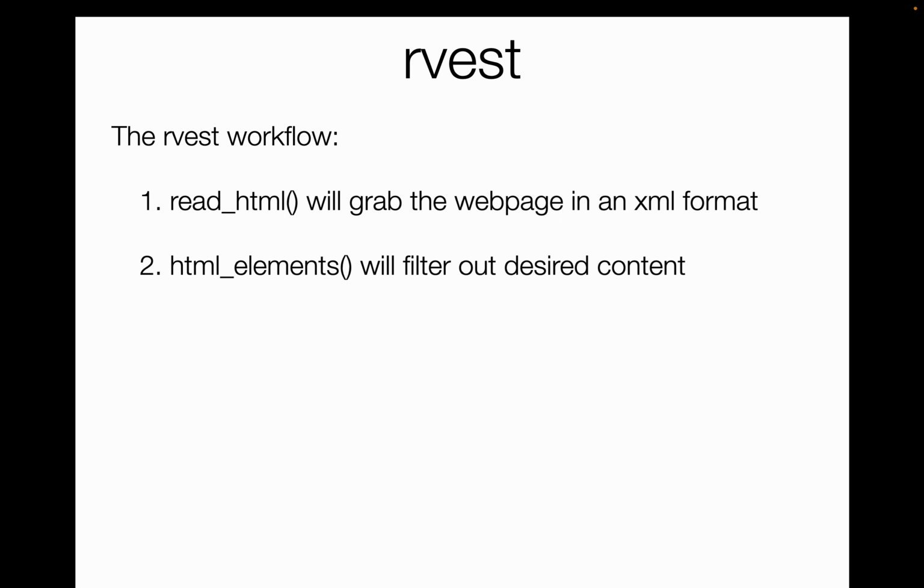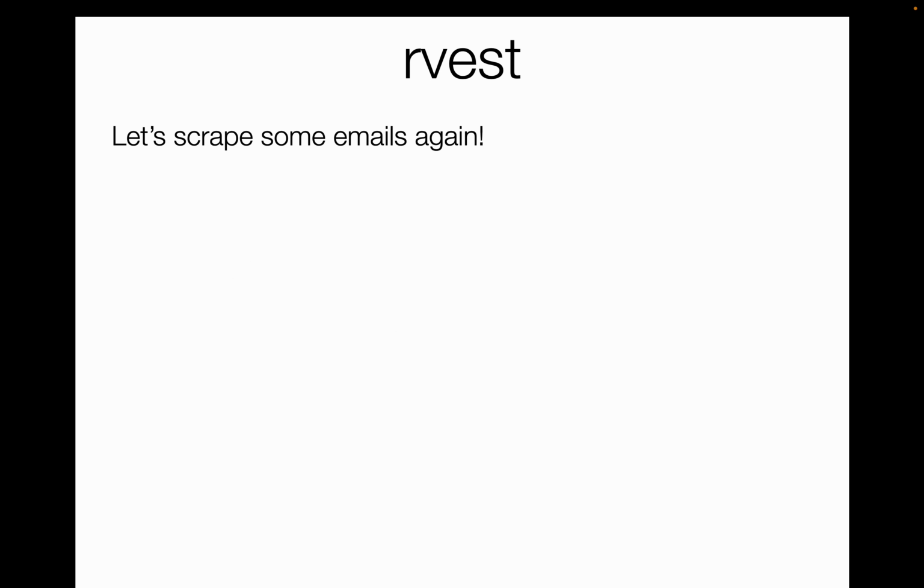Okay. Then you're going to use html_elements to filter out desired content. And then you're going to use html_text or html_table to parse the content. So if it's a table, you want to parse it as a table. If it's text, you want to parse it as text. Okay. So we're going to do our same scraping.